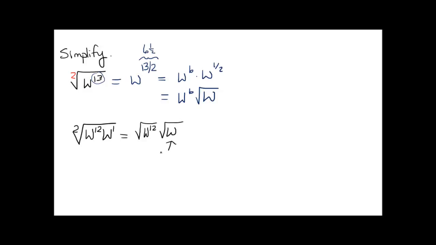This guy here, I call him the leftovers because the exponent 1 is not divisible by the index 2. So nothing happens with that. But this guy, 12 divided by 2 is 6. So we get w to the 6th square root of w, which is the same answer we got using rational exponents.